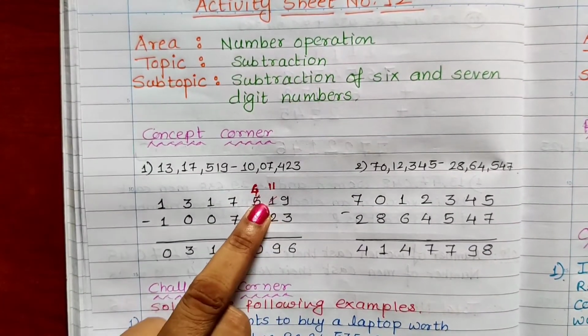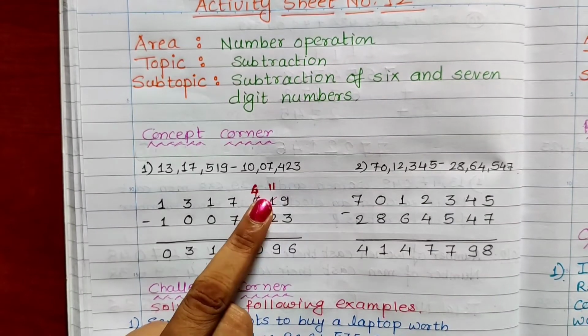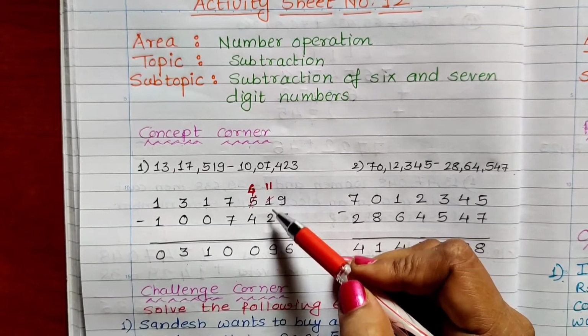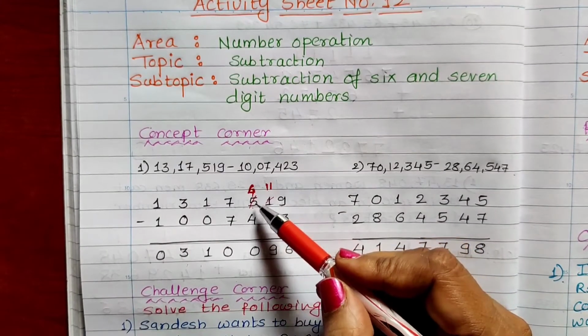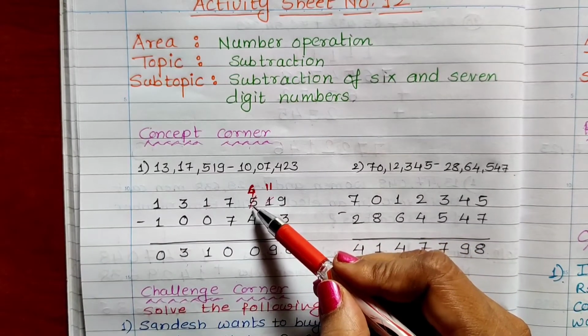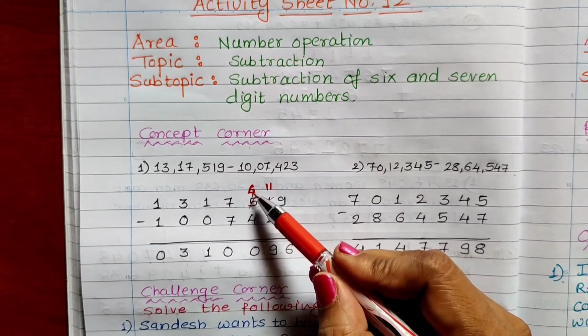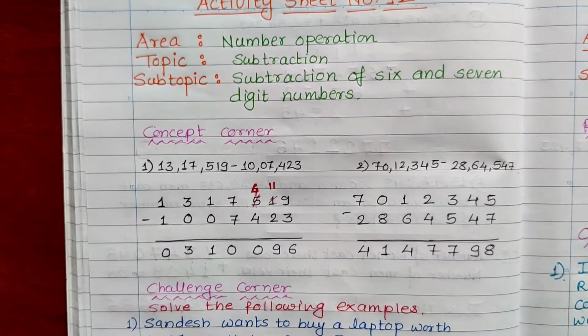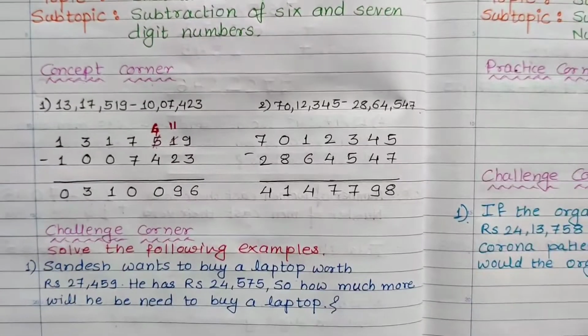But in this particular unit place and tens place, digit 1 and 2 is there. So 1 is smaller, that's why we have to write 11 here. That means we have borrowed 1 from 5. We have borrowed 1 from 5. So 5 has become 4. And then you can subtract. Now let us go on the next solved example.